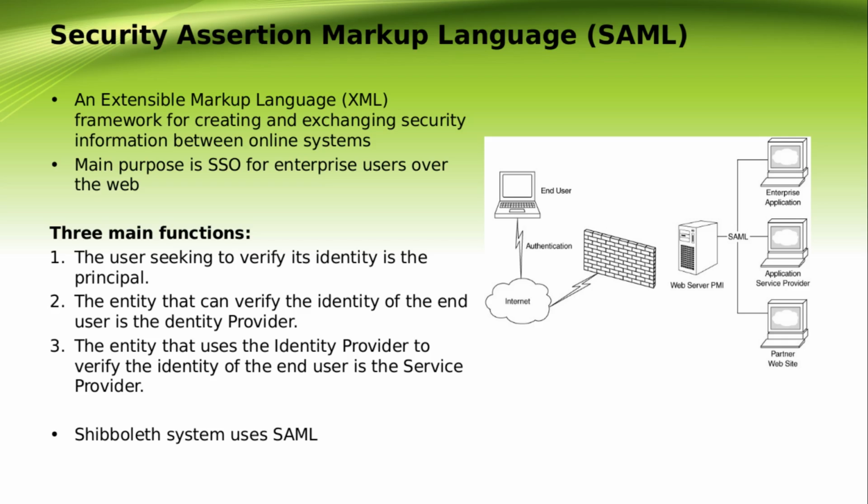The user seeking to verify its identity is the principal. The entity that can verify the identity of the end user is the identity provider. Third is the entity that uses the identity provider to verify the identity of the end user, which is the service provider.